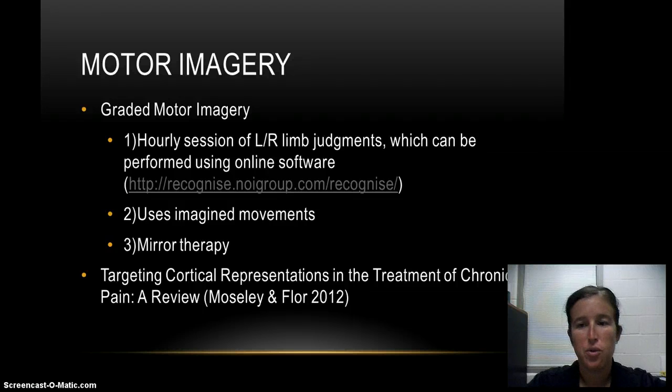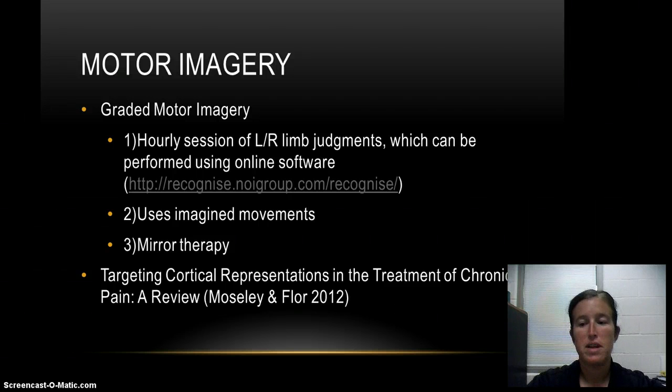Motor imagery. Graded motor imagery is a rehab process used to treat pain and movement problems related to altered nervous systems by increasing the brain in measured and monitored steps, which will also increase in difficulty as progress is made. There are 3 different steps as seen on the slide. Actually, they're treatment techniques, and they include left-right discrimination training, motor imagery exercises, and mirror therapy. These techniques need to be delivered sequentially.